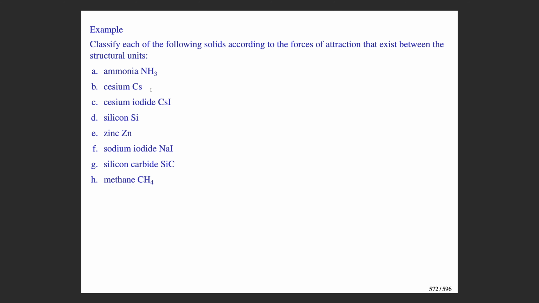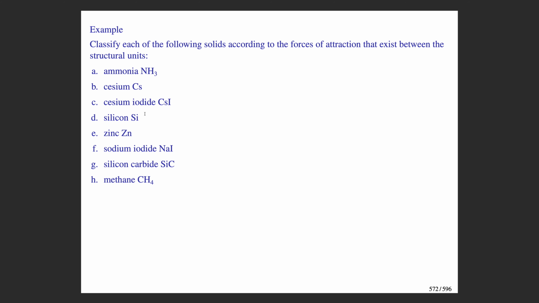Cesium is a metal, so it's metallic bonding, and it's going to be a metallic solid. You would have positively charged cesium cations surrounded by a sea of valence electrons that don't belong to any particular atom. Cesium iodide is going to be an ionic compound. You've got a metal paired with a nonmetal, so the cesium is a +1 cation. The iodines are negatively charged anions, and these are held together by strong ionic bonds. Those Coulomb interactions will keep the solid together.